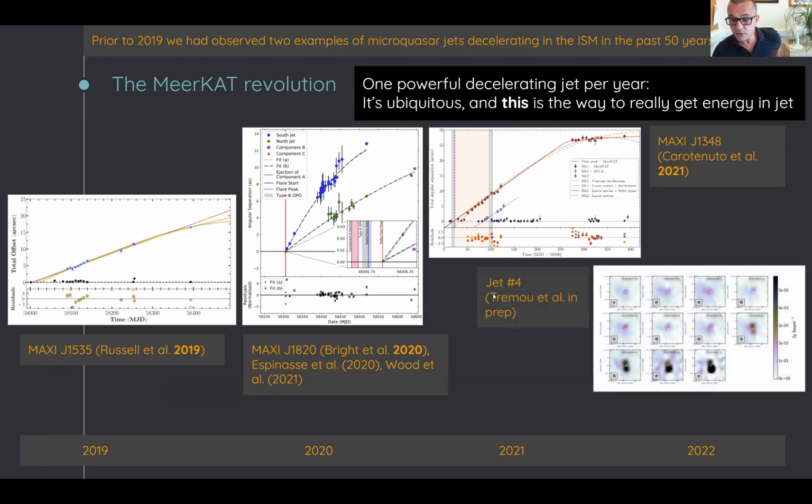And we have another one, which I'll just call Jet 4 for now, which is in preparation, where we're seeing very strongly decelerated jets on a short physical scale and strong rebrightening. So what we're essentially seeing now is that after 20 years of seeing almost nothing, we're picking up about 1 case per year. And I don't have time to say much about this, but I think this is really the way to get the energy in the jet.